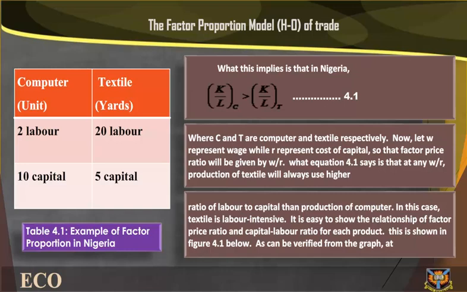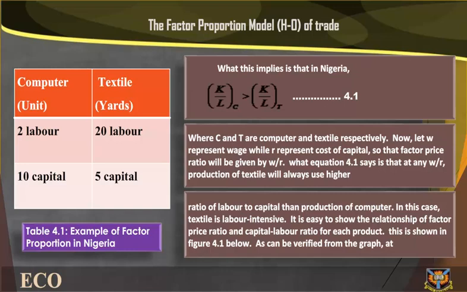Table 4.1: Example of factor proportion in Nigeria. What this implies is that in Nigeria, where C and T are computer and textile respectively, now let W represent wage while R represents cost of capital, so that the factor price ratio will be given by W over R. What equation 4.1 says is that at any W over R, production of textile will always use a higher ratio of labor to capital than production of computer. In this case, textile is labor intensive.